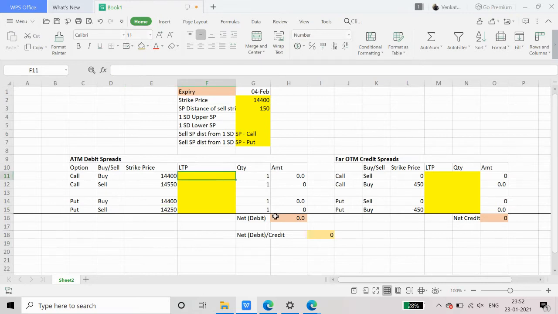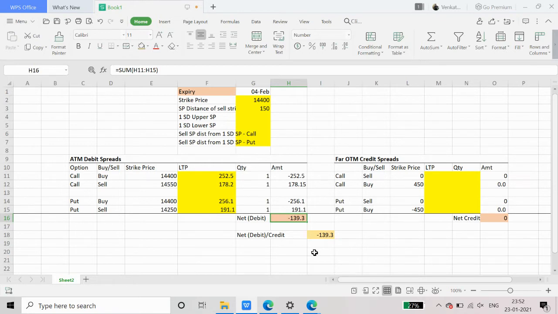So the next step is we go ahead and enter the current market prices, which is the last traded price. So 14,400 call is at 252.5, whereas 14,450 is at 178.15. Similarly, 14,400 put option is at 256.1, and 14,250 is at 190.1. We will look to buy and sell one lot of each, right? So the net debit on these debit trades is minus 139 rupees, which we get.